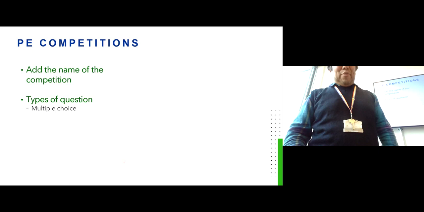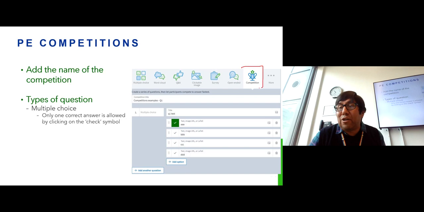So for example, I want to create my competition, okay? On this specific screen, I click competitions. When I click competitions, it asks for a name. This is the name I want to type in. This is the name of my competition. Okay, for the competition examples you want.